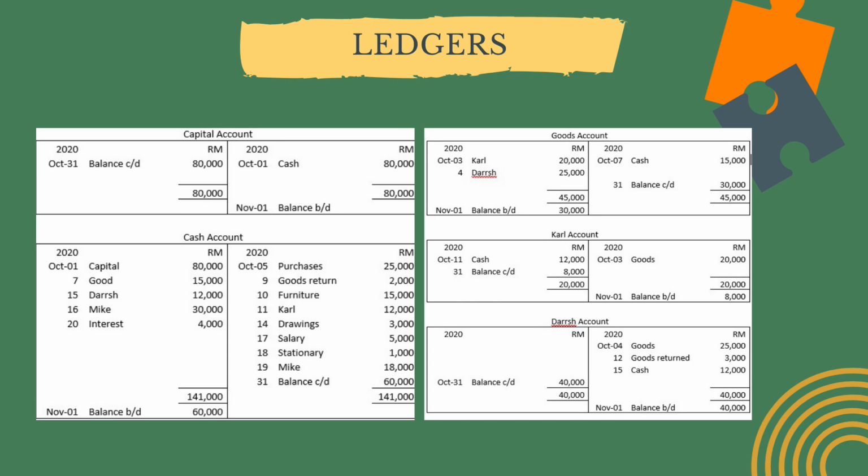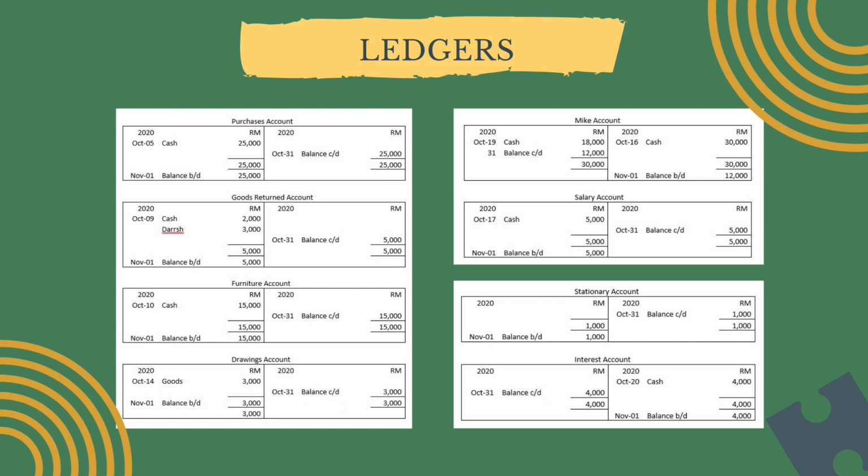The account is balanced. Next is purchases account. For debit is 25,000. For credit is 25,000. The account is balanced. Next is goods return account. For debit is 5,000. For credit is 5,000. The account is balanced.